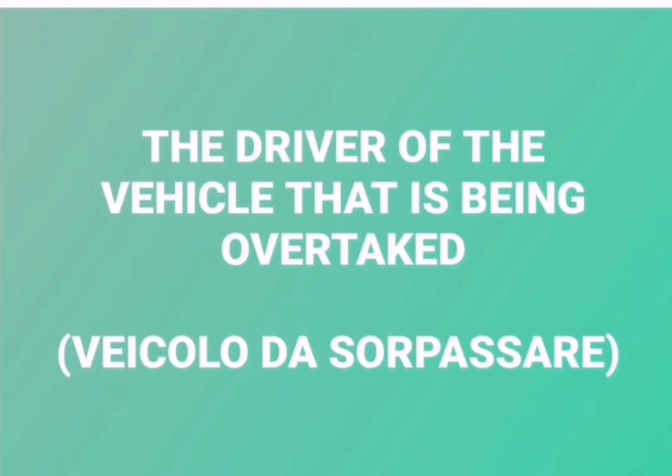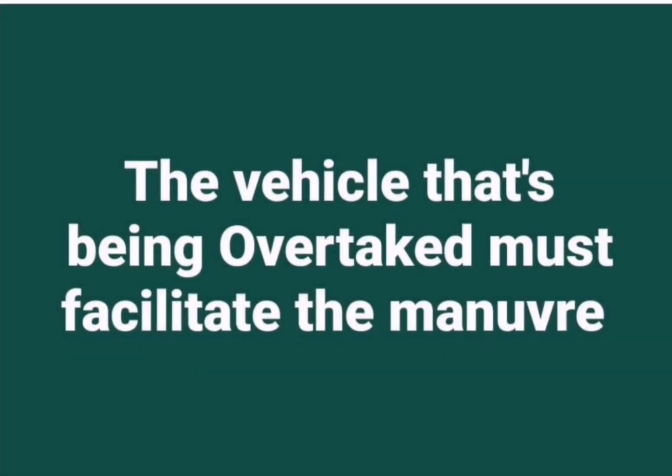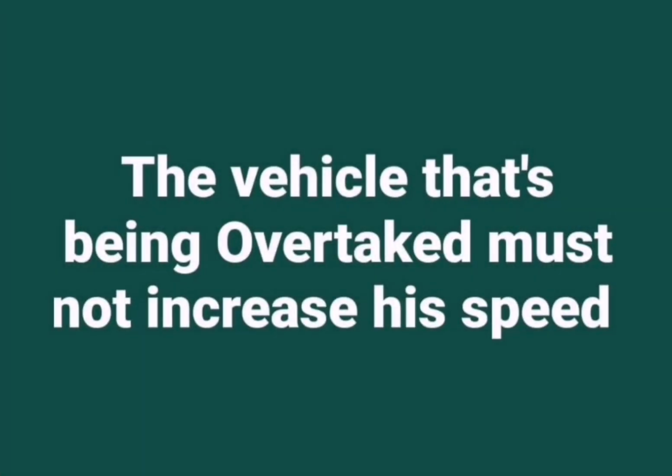The driver of the vehicle that is being overtaken, which is veicolo da sorpassare, as I said earlier, these are the things that are expected of him. If anytime you are being overtaken, the vehicle that is being overtaken must facilitate the maneuver. If somebody wants to overtake you, it's your duty to make the overtaking easy for the person. One of the things that you must do to make the overtaking easy is that you must not increase your speed. The vehicle that is being overtaken must not increase its speed, because sometimes when somebody wants to overtake you, that is when you want to increase your speed. That becomes like you guys are doing a race. Gareggiare di velocità is not allowed on a public road. It can lead to revoca.